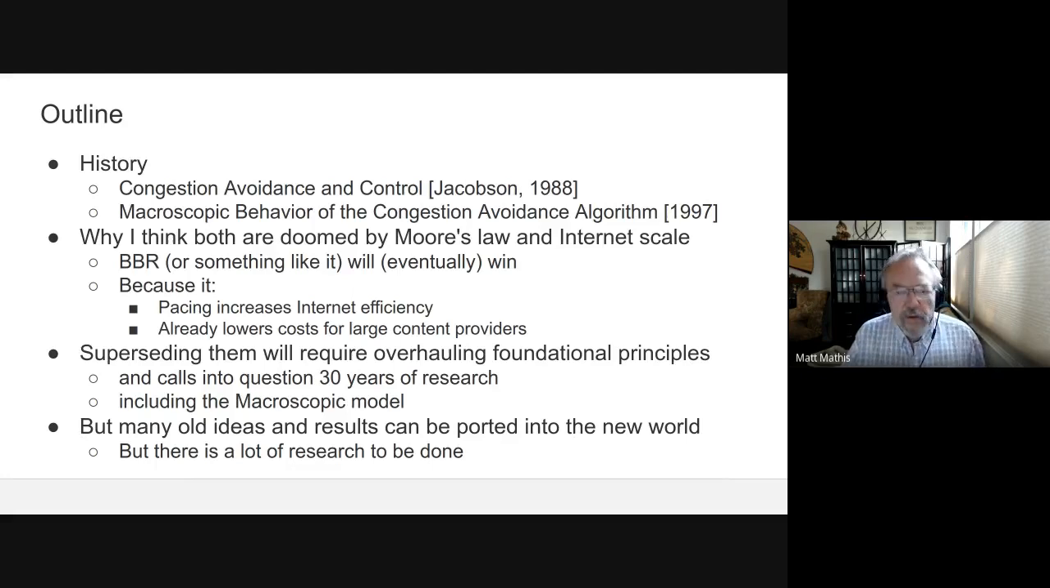I'm going to talk about two historical papers and explain why I think both are doomed by Moore's law and internet scale. Basically, that pacing will ultimately win, that window congestion control has limitations, and that superseding them will require overhauling the foundational principles of a lot of research and means that there are a lot of questions that need to be reinvestigated, reopened. And there's lots of opportunities to discover new things and to port old work. I'm mostly going to focus on the middle part of this because I think it's the most interesting and potentially controversial part of the presentation.